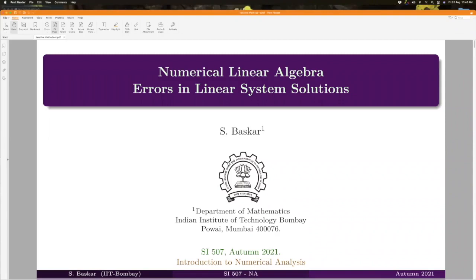Well, students, in the third chapter of our course, we have so far introduced direct methods and iterative methods for linear systems. In this lecture, we will talk about errors in the solution computed by those methods. And we will also introduce a method called the residual corrector method.